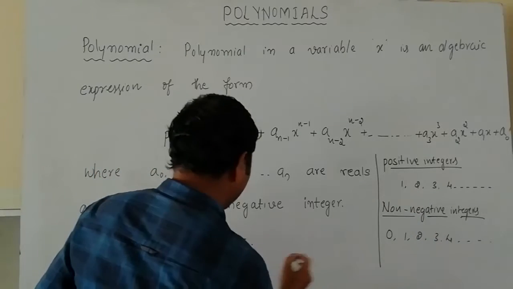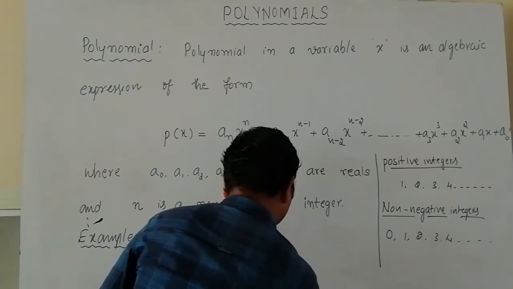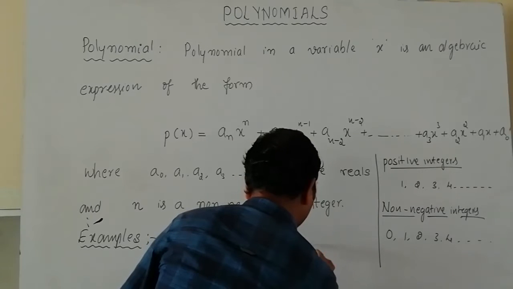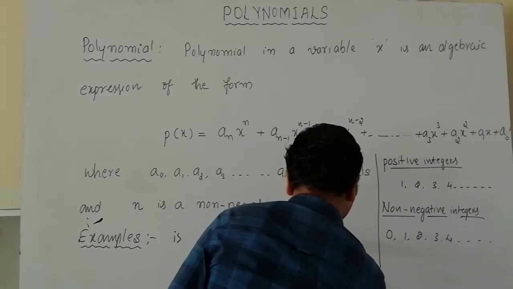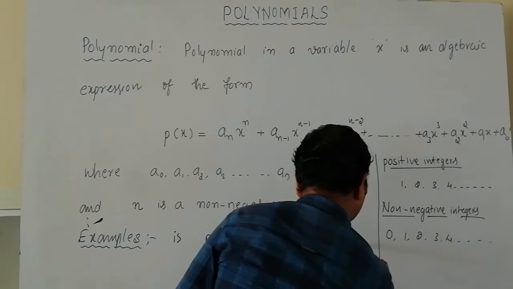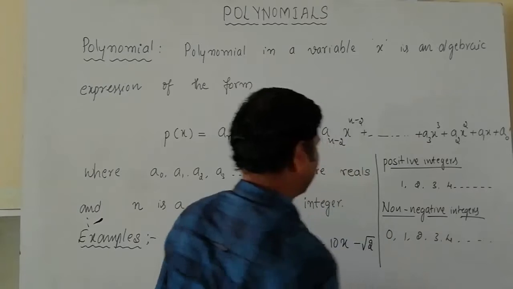Now look at here. I am going to write like this: x power 3 minus 2x power 2 and then plus 10x and then minus root 2. Then now look at this one.